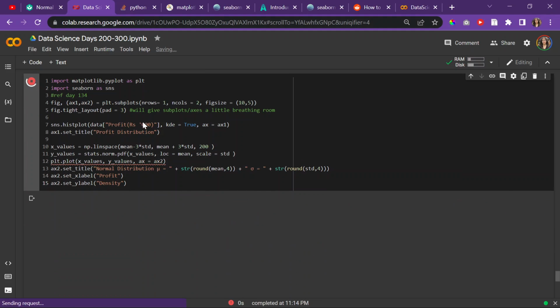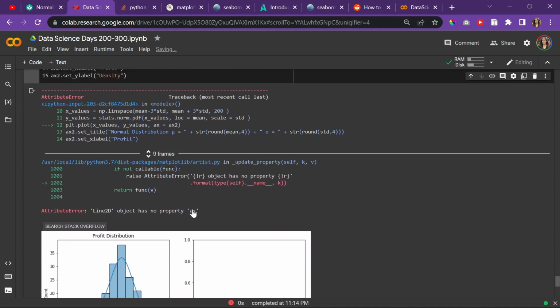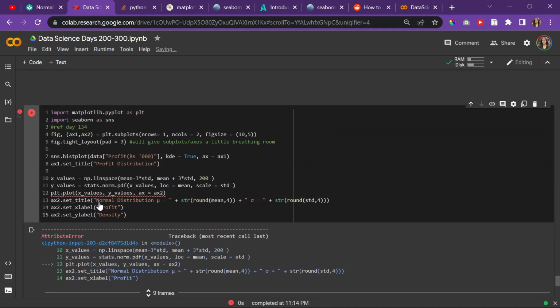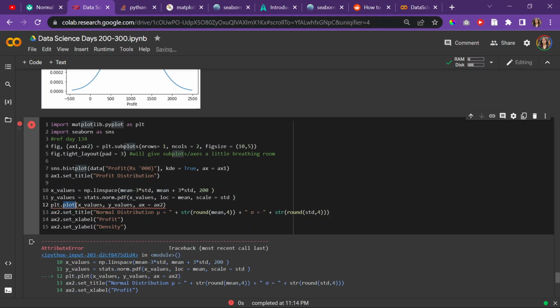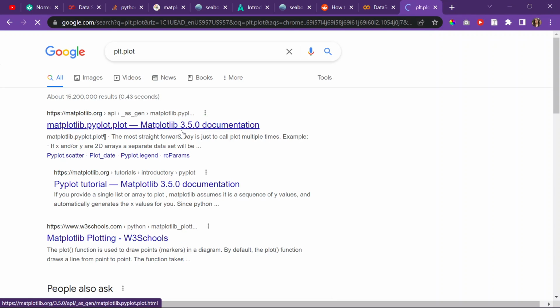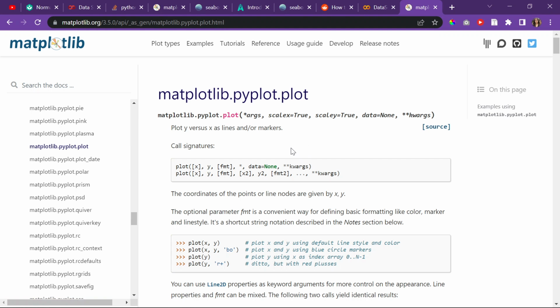Run that. Okay, what now? So the first one did work, but this one, line 2D object, has no property. So how in the world am I supposed to do this? PLT.plot. So Matplotlib doesn't have an axes property? Are you serious? It should have PLT.plot. Oh my god, it doesn't? Really? Okay, so what is the equivalent?